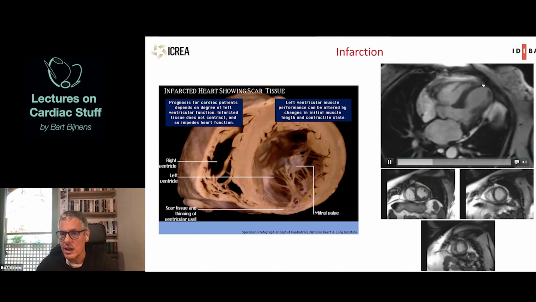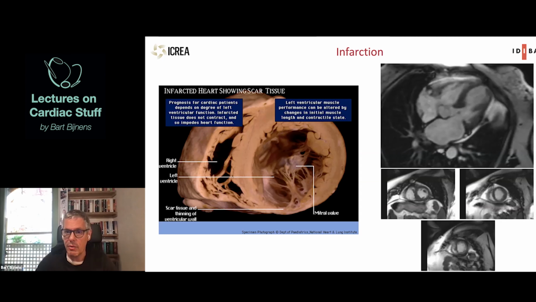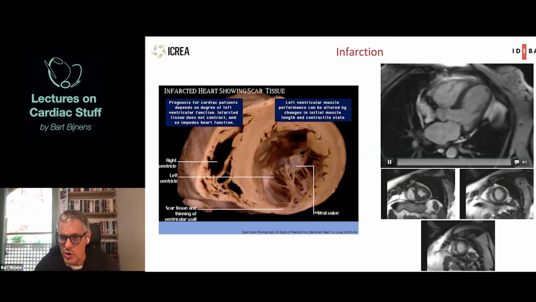And what you now see is that this apex is actually wiggling a little bit within the pericardium. You see the outside of the heart is still not changing, as I said before. And within that, you have this typical motion pattern.